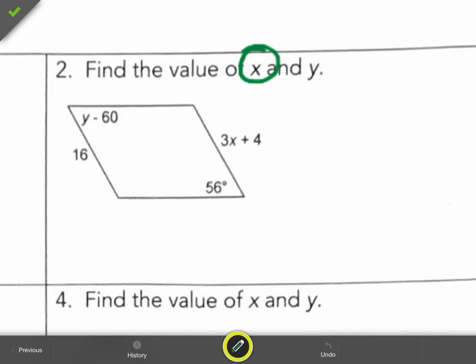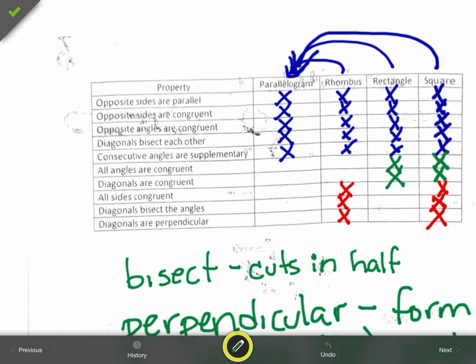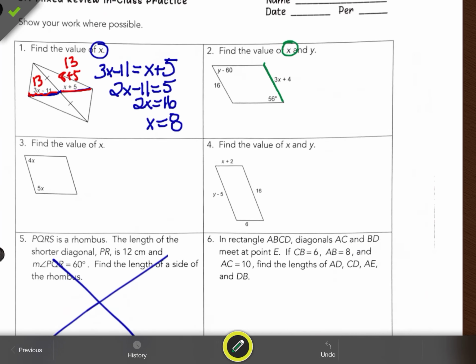So what I do is I come to my picture. I go, well, there's 3x plus 4. That is representing this, and I'm going to mark it. So that is clearly a side. So I need to use something I know about the sides. Go back to my chart. I need something about my sides that's going to help me write an equation. Opposite sides parallel. Okay, that's nice, but it's not going to help me write an equation. Opposite sides are congruent. Oh, congruent means they have the same measure, they're equal.